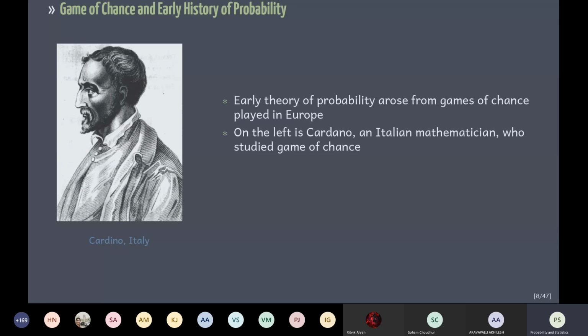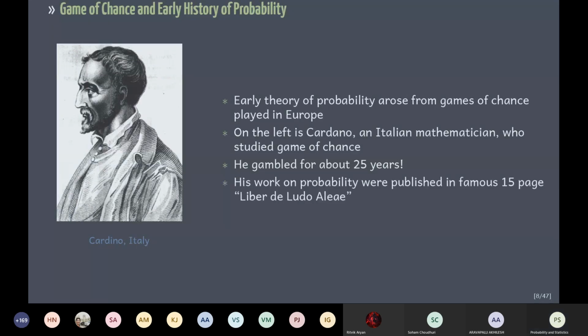And one of the guys who was involved in the early development of probability theory was Cardino from Italy, and he was a very big gambler. Okay, so he used to gamble. He was gambling for about 25 years. So he did write few things. He analyzed few things. He came up with his own version of theory, and he wrote some notes on his experience with playing games. Okay, so in his famous 15-page note, it's in Italian.